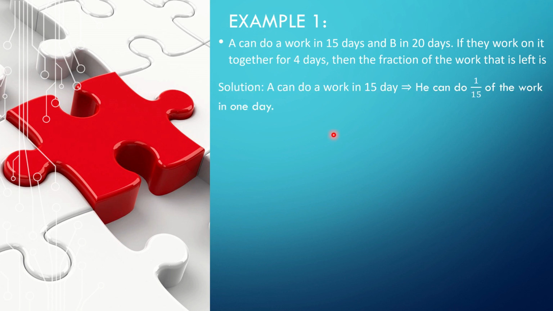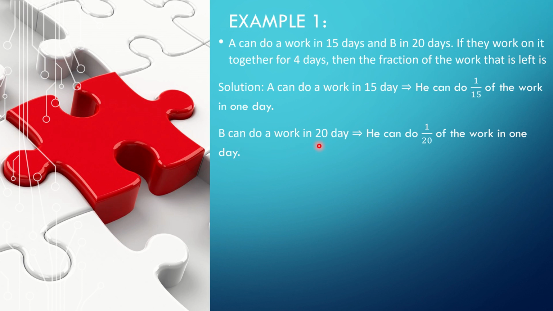The first step is to find how much work is done by A in 1 day. Using the rule I explained earlier, A can do the work in 15 days, so he would do 1/15 fraction of the work in 1 day. The same for B: B could complete that work in 20 days, so 1/20 fraction of the work will be done by B in 1 day.